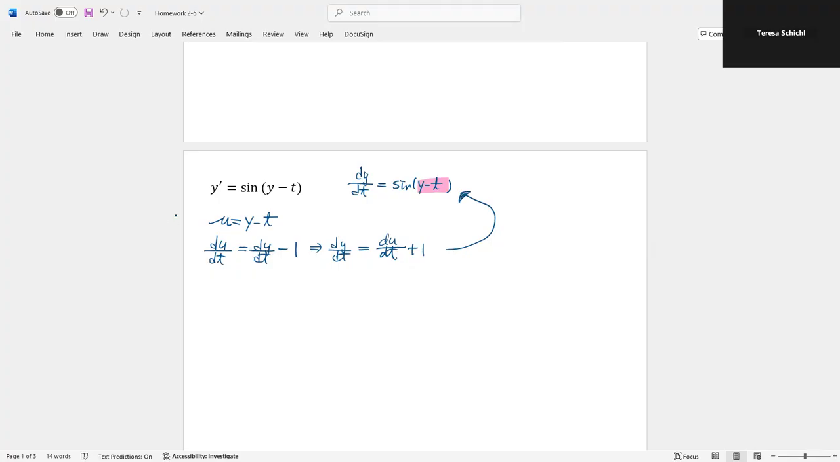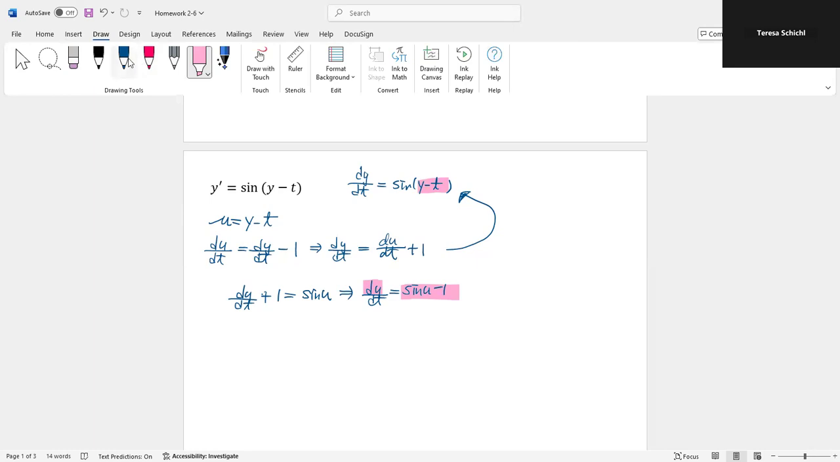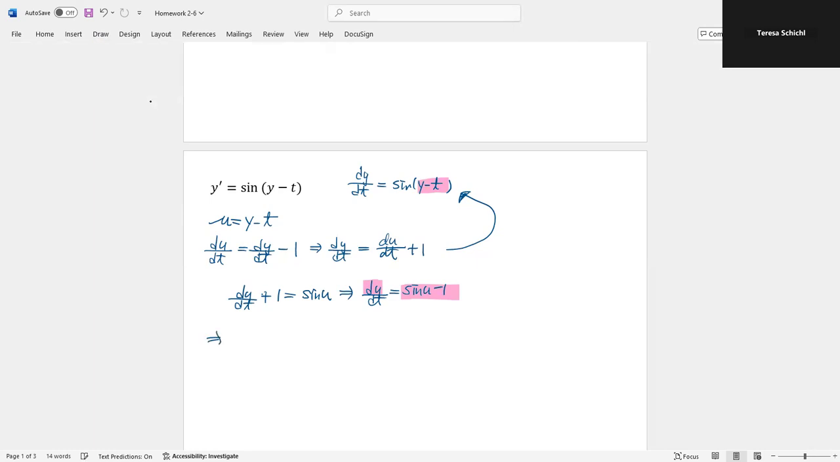All right, so dy/dt is equal to du/dt plus 1, right? It is equal to sine u here, because u is y minus t. So then you can see du/dt is equal to sine u minus 1. Well, that's pretty good, because now my right-hand side is only a function of u, and I have du here. So I know that's great, so I can use variable separation, right?